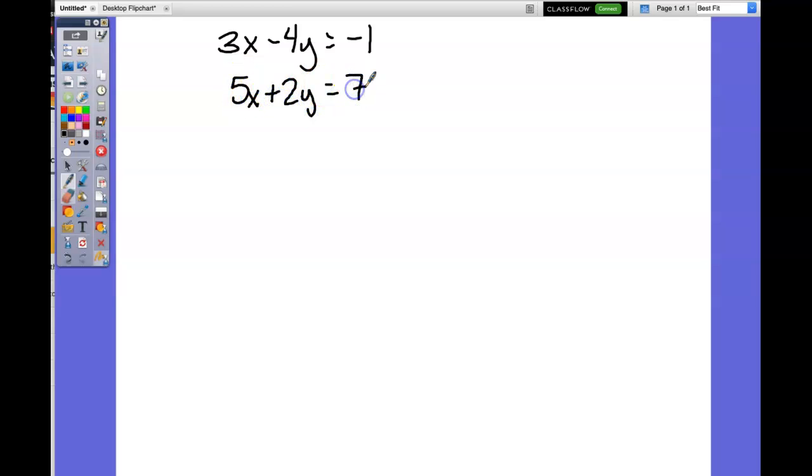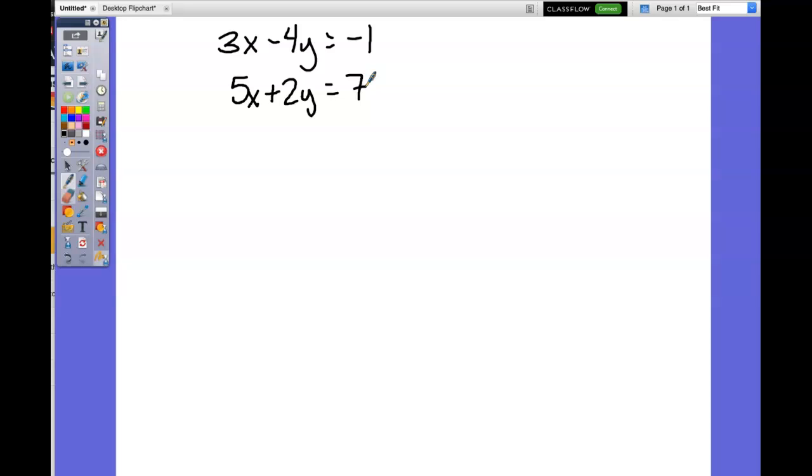Okay, so the first thing, do we have one equation with a variable by itself? No. So it doesn't matter which one. Do you want to get by itself, the top or the bottom? The bottom, okay. So if I use the bottom one, do you want to get x or y by itself? I want to get y.